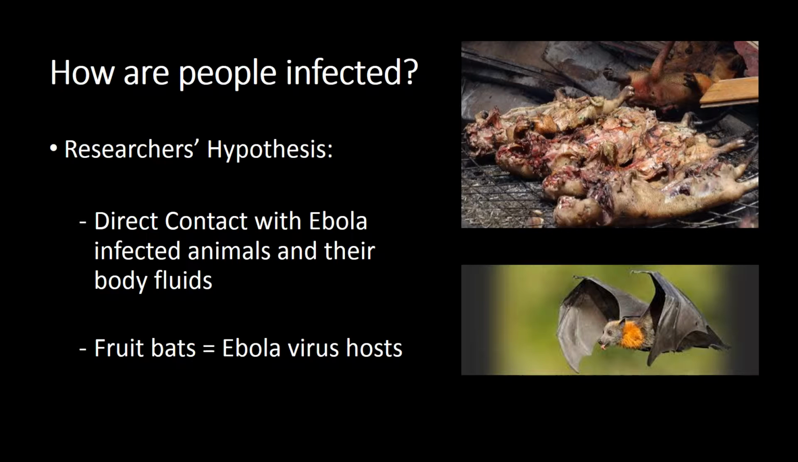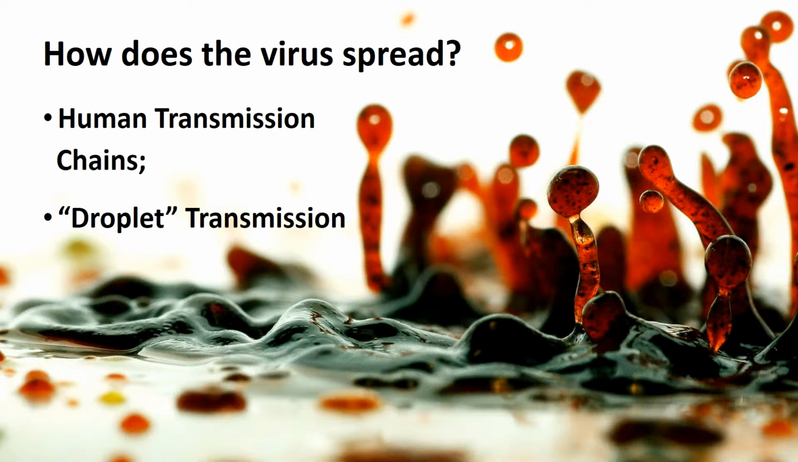So how does the virus infect people? It is still unknown how a human is first infected by the Ebola virus. However, researchers hypothesize that direct contact with infected animals and their body fluids are the cause of human Ebola outbreaks. Fruit bats are believed to be the natural Ebola virus hosts.